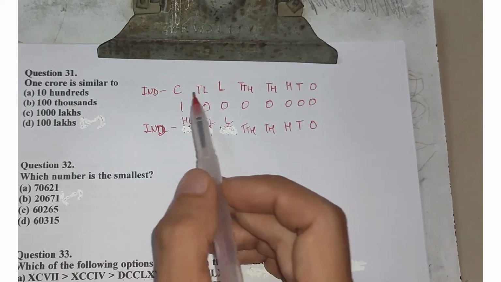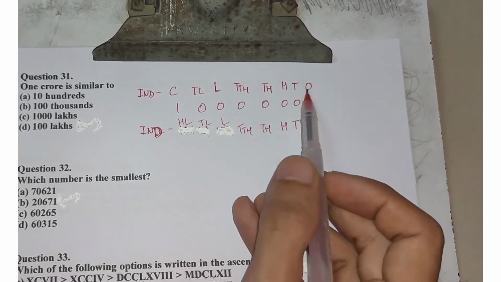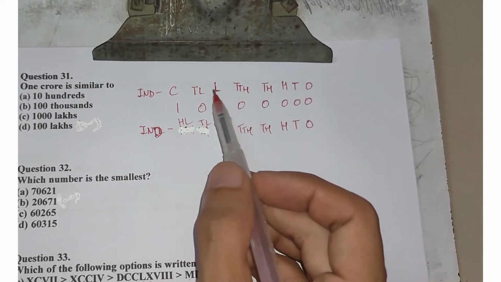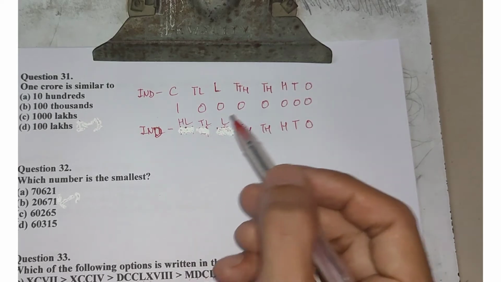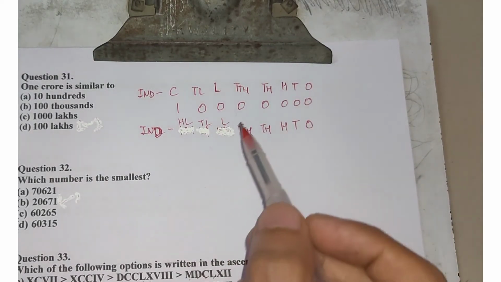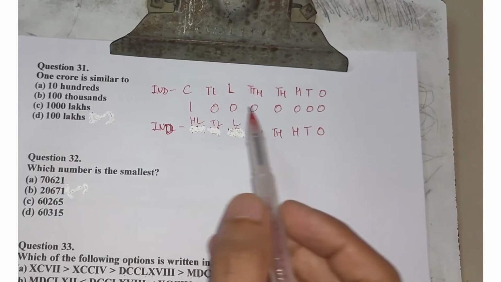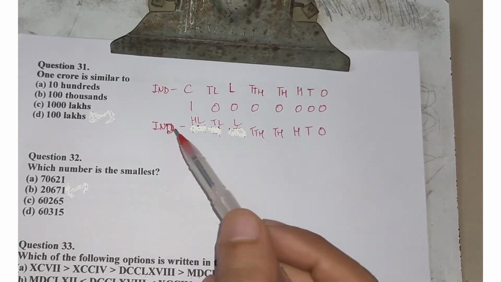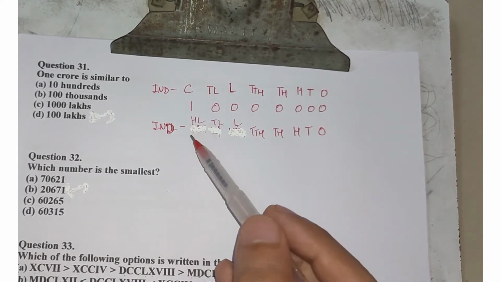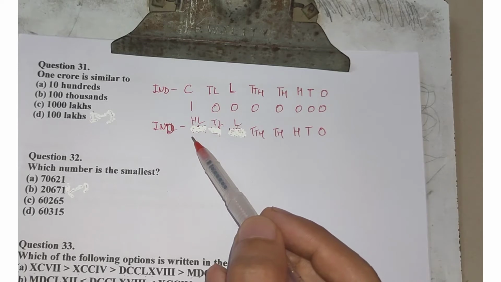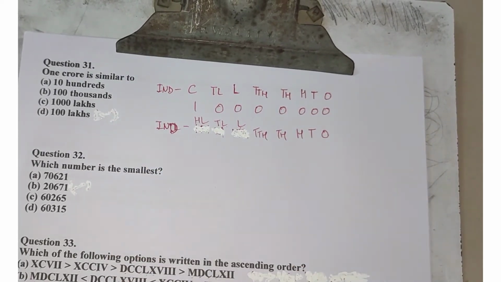Now here I have already mentioned in the Indian place value chart system: ones, tens, hundreds, thousands, ten thousands, lakhs, 10 lakhs and crore. See, we all know that 1 crore is here. I have written the Indian place value chart till 10 lakhs, and in the crore I have written 100 lakhs. Why 100 lakhs? Because we have to go with the options they have given.